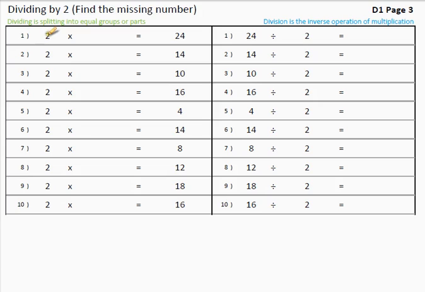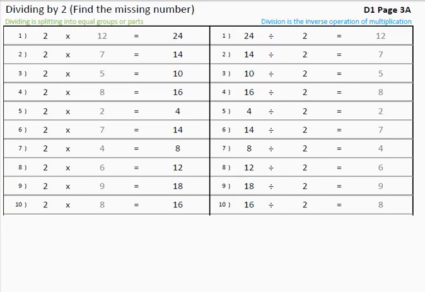Now we're going to divide by 2. 2 times what gives you 24? It is 2 times 12. In other words, 24 divided by 2 is 12. Now we can start thinking of what times 2 will give you 14. It is 7. What times 2 will give you 10? Okay? Pause the video, you do the rest. There you go, there's your answers. Pause the video and check.